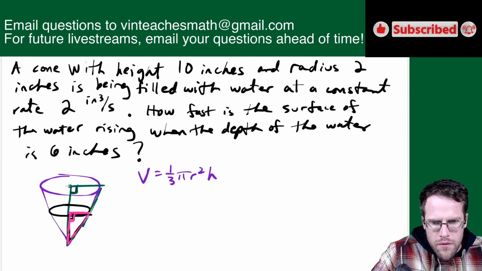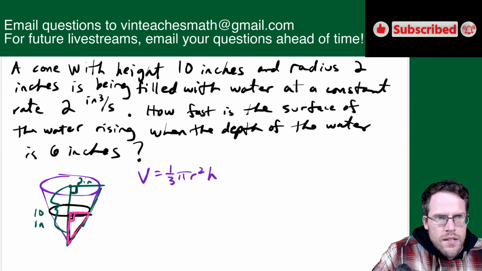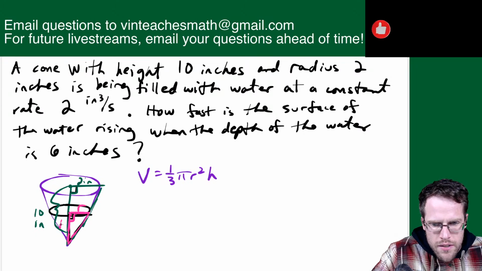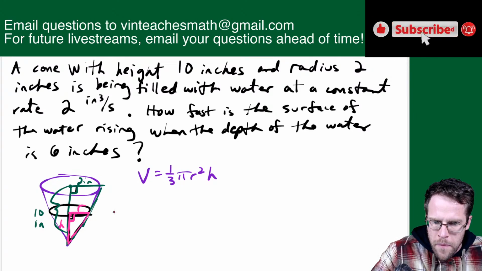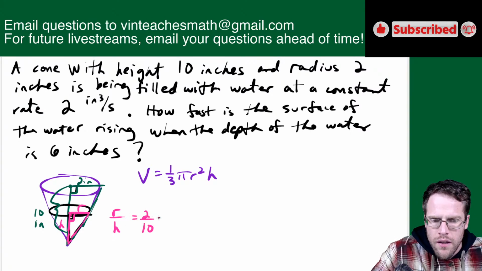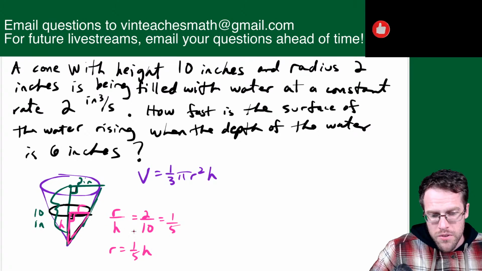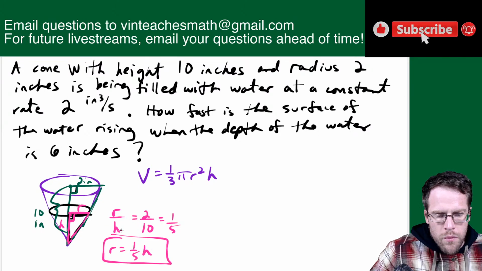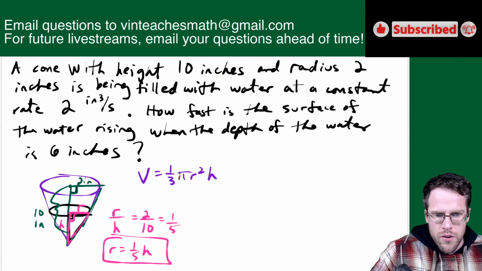So the height of the entire cone is 10 inches and the radius is 2 inches. What that tells you is that whatever the radius and height is at any level of the water, the ratio of r to h is going to be equal to 2/10, which is equal to 1/5. So then r is equal to 1/5 h, if we do times h on both sides. So that gives us this. And what we do with this is we plug it into the first equation.